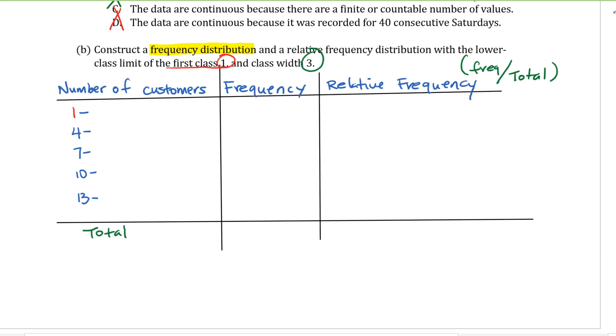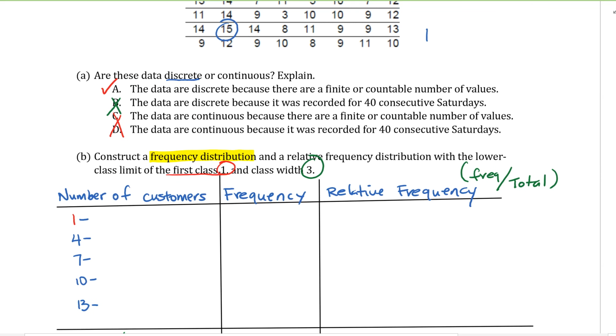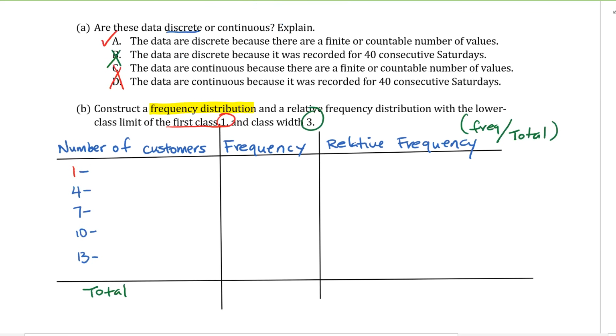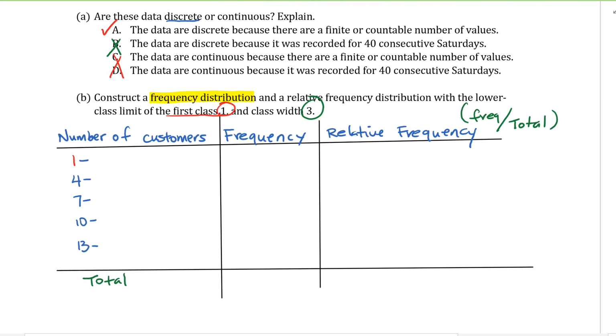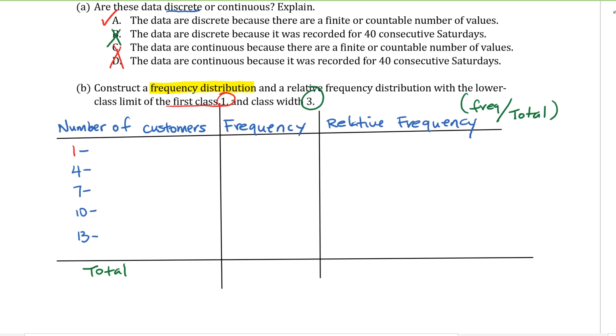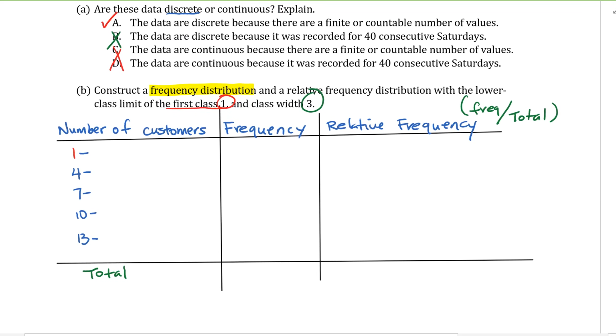Well, let's look at upper class limit. Well, my data here are all integers, so there's no decimal involved. So I'm looking for a number for the first class upper class limit to be the number that's less than 4. The maximum number that's less than 4, that is an integer.